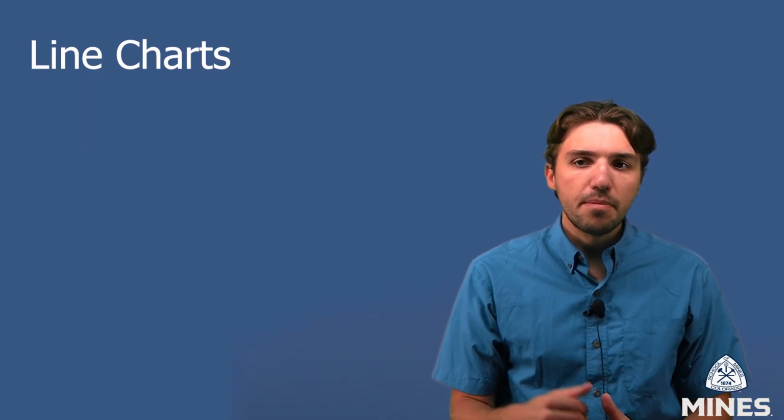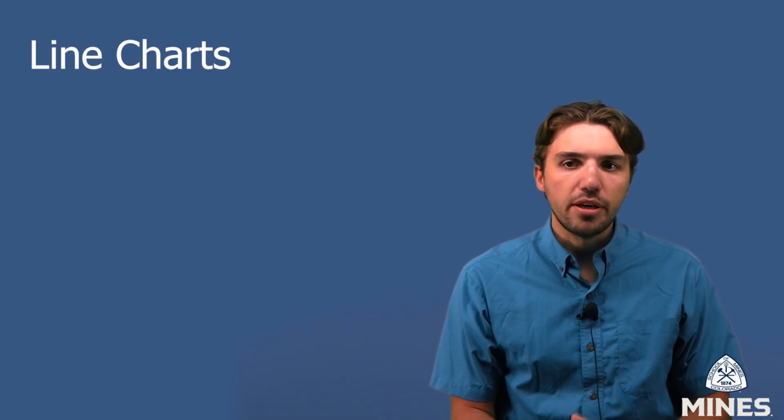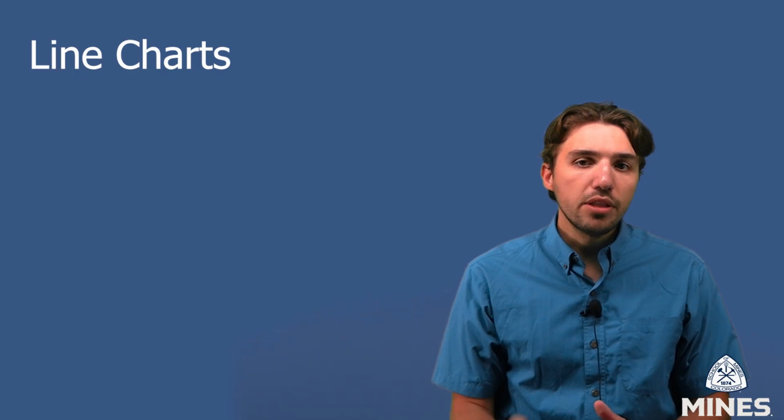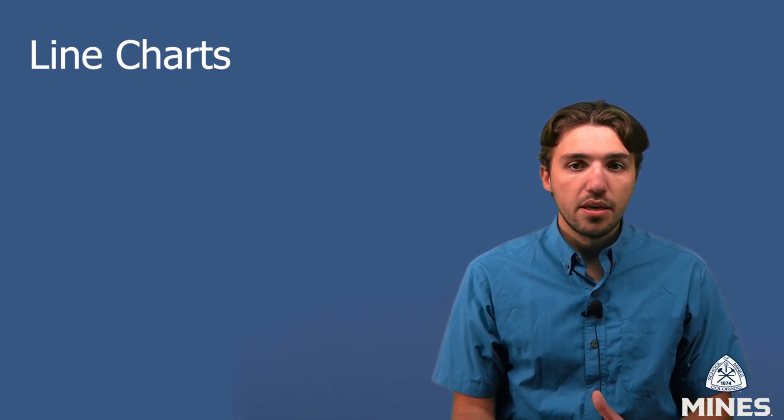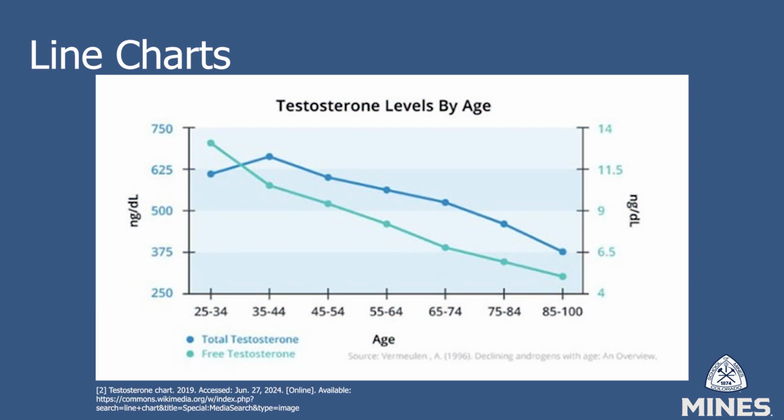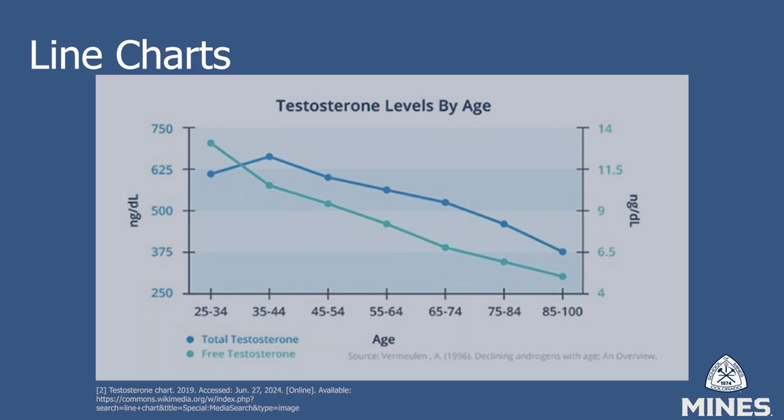They facilitate the comparison of data points sequentially. For instance, when plotting the results of testosterone level by age, a line chart would work best. The data points for each age and testosterone concentration are connected by a line and can easily be compared visually.